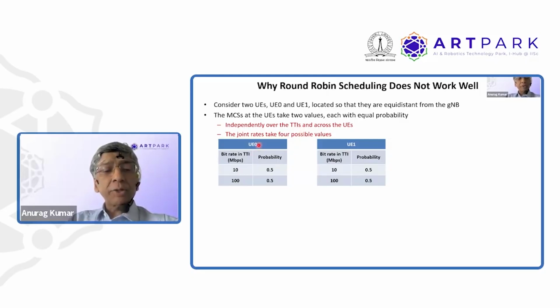So UE0 gets a bitrate of 10 Mbps with probability half, and 100 with probability half. Similarly, UE1 gets a bitrate of 10 Mbps with probability half, and 100 with probability half. So in half the slots, UE0 gets 10 Mbps, and in half the slots, UE0 gets 100 Mbps. Similarly here. And they're independent. It's like independent coin tosses.